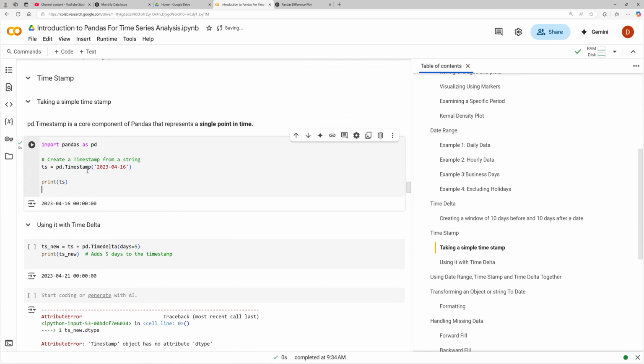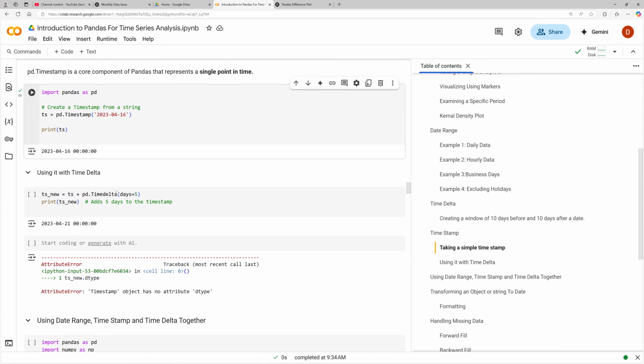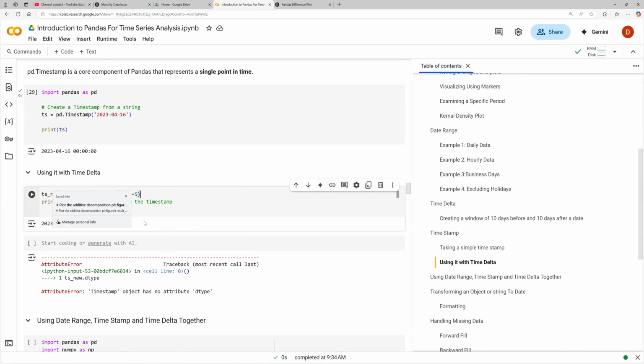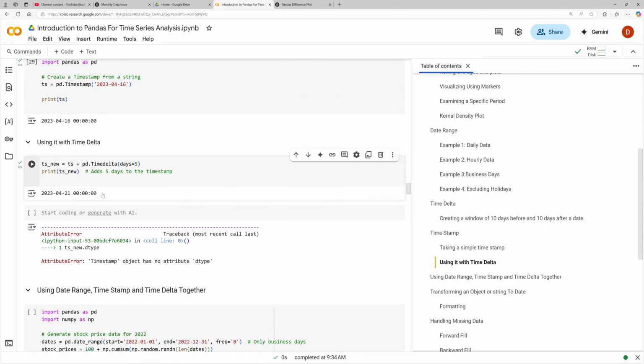This is probably a lot more useful for higher frequency time series. Amazon, I'm sure, every second an order is being made. So when you work with data like that, you're going to probably want to use this timestamp type function. Okay. And then we could add 5 days to it, obviously, and see that.